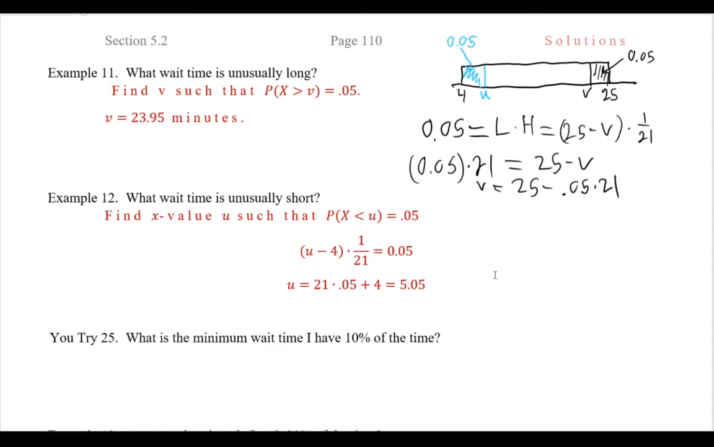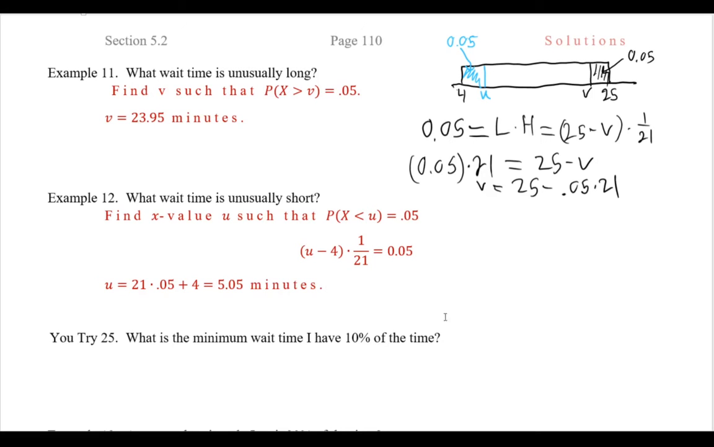Here, I tried to find an x value I labeled u, such that the probability that x is less than u was 5%. Figuring it out geometrically from the rectangle, I have a length of u minus 4 times a height of 1 over 21 equaling 0.05, so u equals 5.05. So if I were to wait 5 minutes or less, that would be an unusually short wait time.